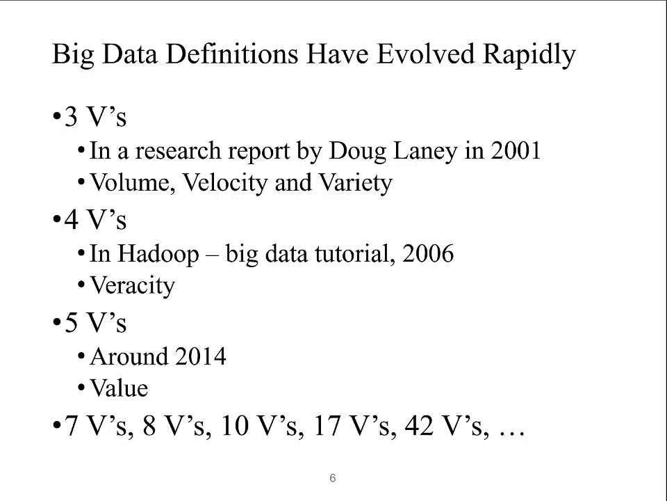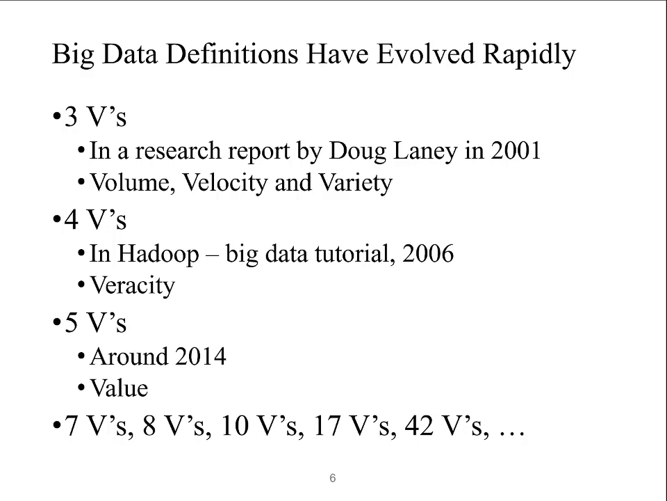Then things start to get out of control after that. It looks like a competition, and people are inventing more and more Vs. As I can see, 7 Vs, 8 Vs, 10 Vs, 17 Vs, and one recent article actually listed 42 Vs.